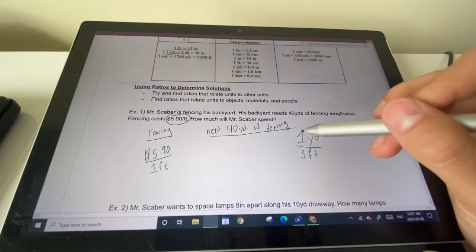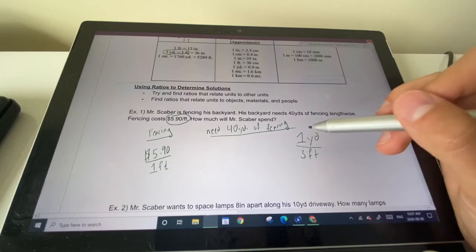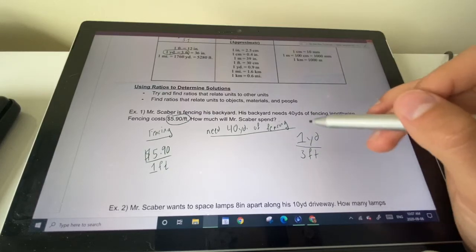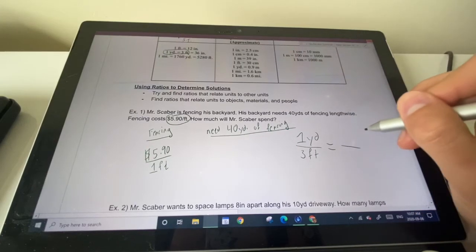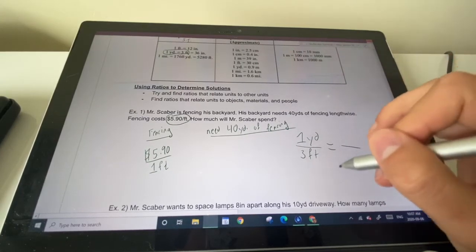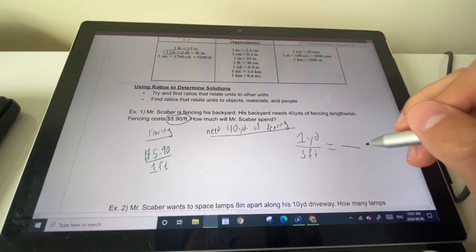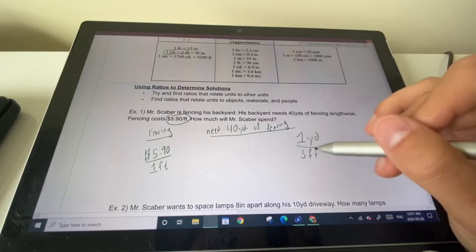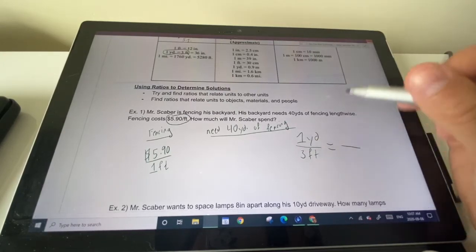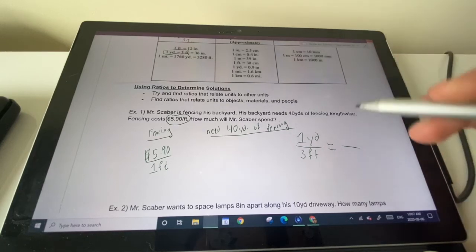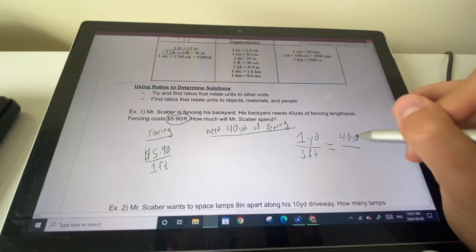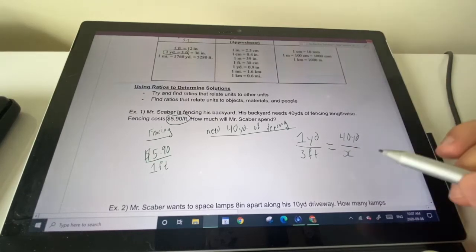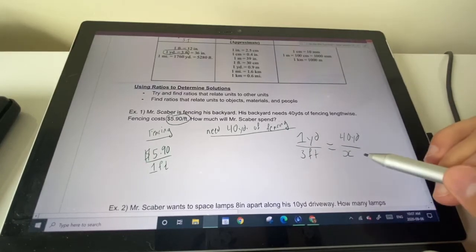Now, something to understand is you could decide to put feet on the top and yards on the bottom, and you'll still get the same answer. The most important thing is the same units go on top, same units go on the bottom. So in this case, we've set up our ratio. We're going to put our equal sign, and we're going to take that 40 yards, and yards are always going to go on the top. So 40 yards, the question mark is how many feet. So I'm going to represent it as X is 40 yards.